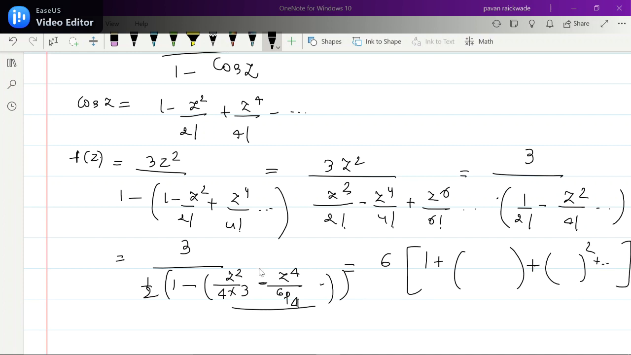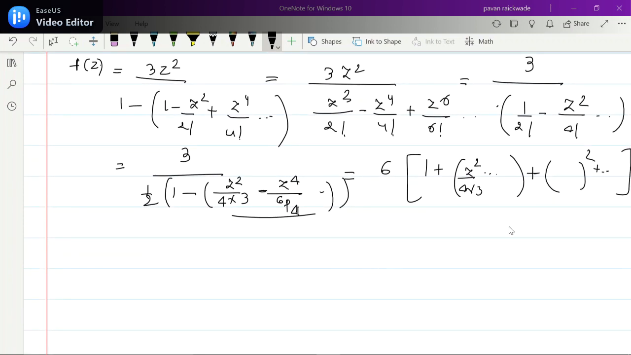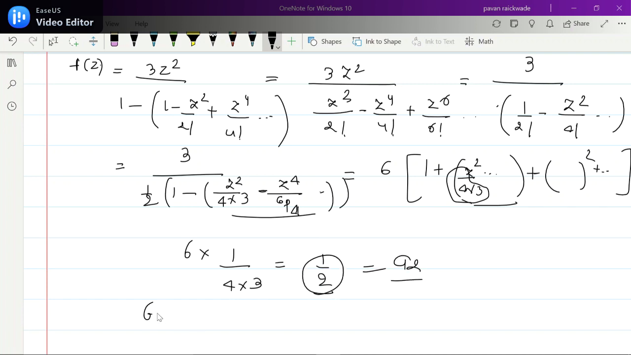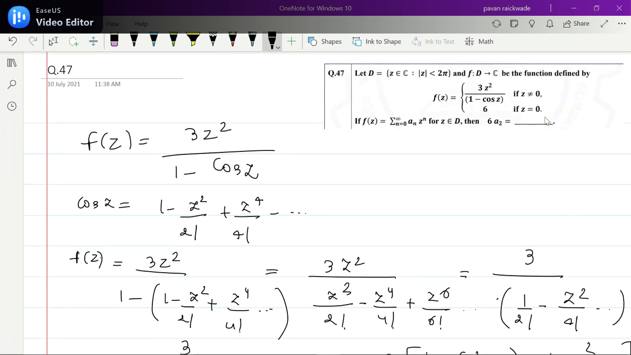In this thing, I need to find the coefficient of z square, because I need to find a2. So when you observe, this thing has a term of z square, but if you go further, the minimum term squared, the minimum term is of z square, whose square will be degree 4. So there won't be any z square term further. So the only coefficient of z square is 6 times 1 upon 4 times 3, which is equal to 1 by 2. So this is a2. What we want is 6 times a2, which is 6 times 1 by 2, which is 3. So we are through. The answer to this question is 3.